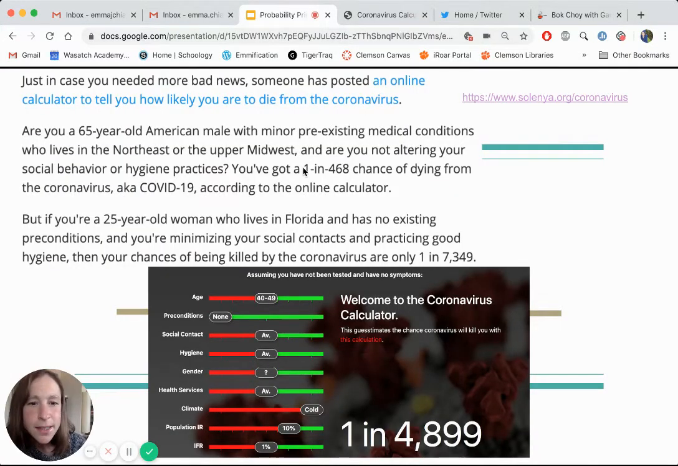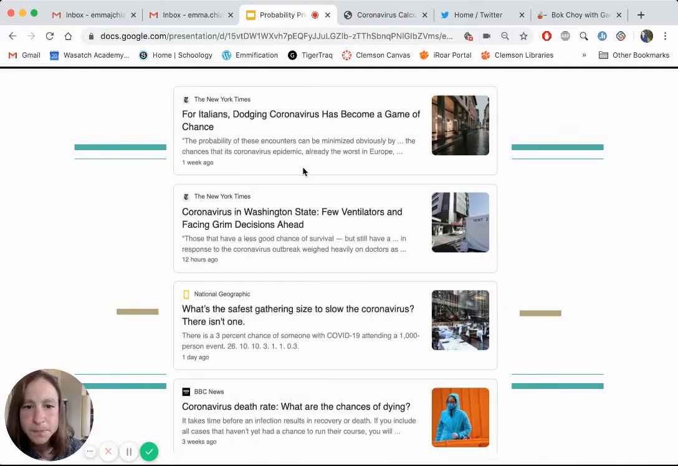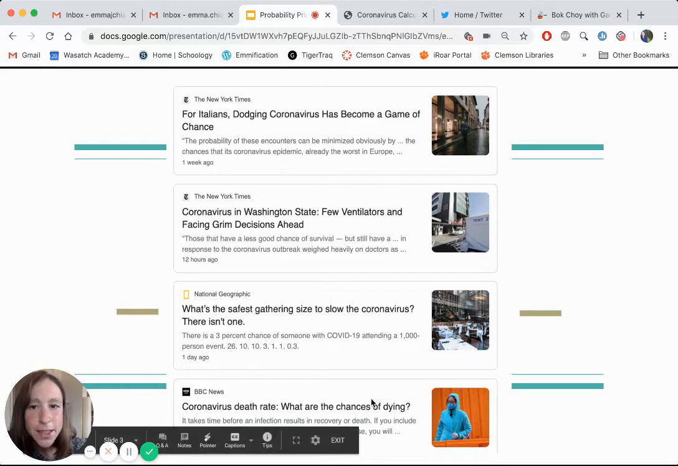But let's look at some other probabilities that are associated with the virus and the news right now. Here we're saying that Italians think that dodging the coronavirus is strictly chance. It's all about probabilities and randomness. Here we are looking at how the probabilities change when ventilators are small. Here they're citing a 3% chance of someone attending a 1,000 person event. There's a 3% chance that someone at that event has the virus.